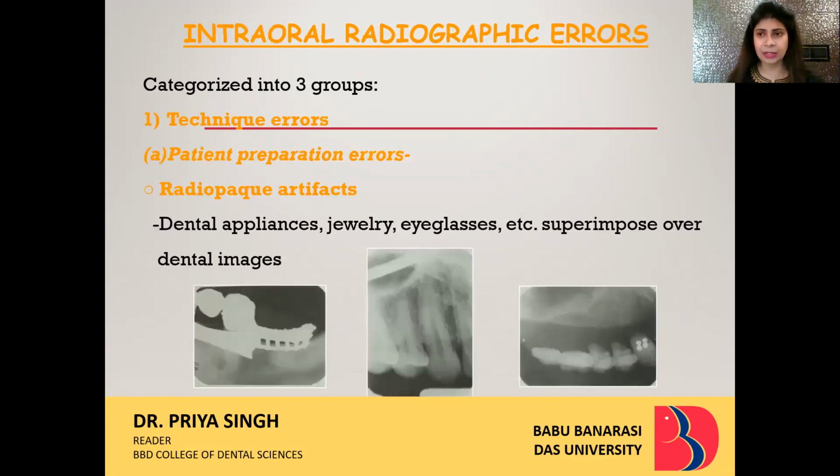In intraoral radiographic errors, there are basically three groups of artifact. First being the technique error. During the technique, if something has gone wrong, under this category there will be various artifacts which I'll be enumerating. Second being the processing artifact. Even if the technique has been done very nicely, but if the processing has not been done adequately, again few artifacts or errors can be seen.